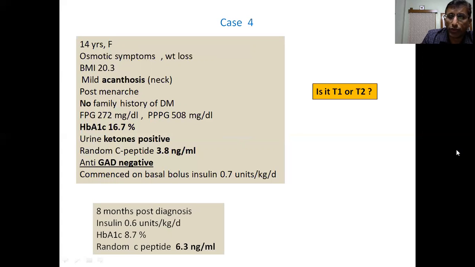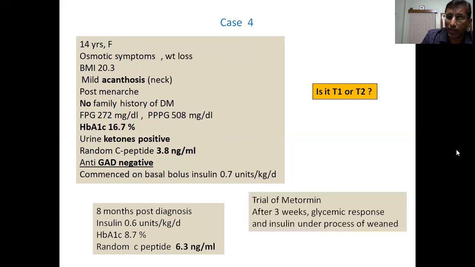So it was a bit more reassuring that there was no progressive loss of beta cells. So we treated her, gave her a trial of metformin, and she started responding much better than on insulin alone, which allowed us to wean off the insulin. So again, in this case, the point I want to highlight is that sometimes, whatever approach you take, you might have to revisit your diagnosis and change your management accordingly, which we did in this case.